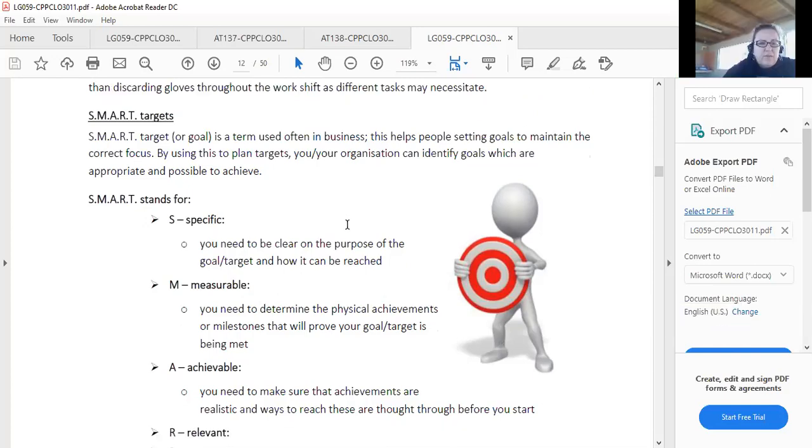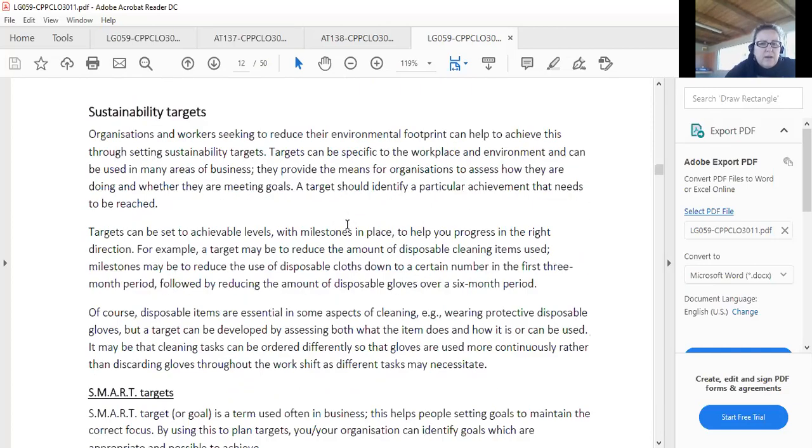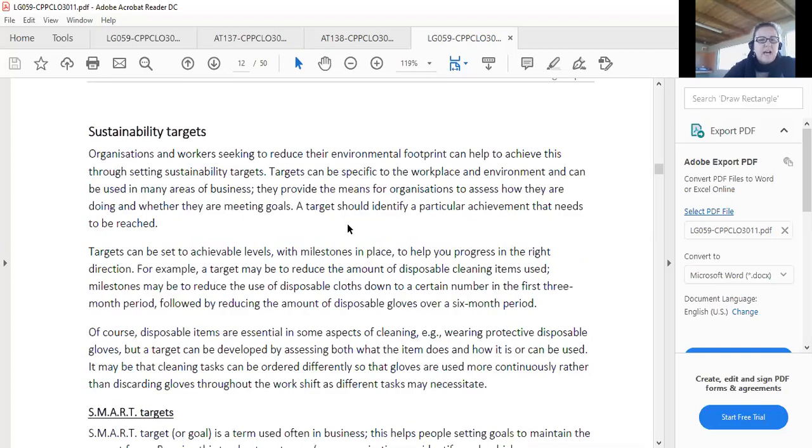So basically, here it is, it talks about what targets are. But basically, a target or a goal is a specific achievement that needs to be reached. They need to be set with achievable levels and milestones in place for success. So that's that question there.